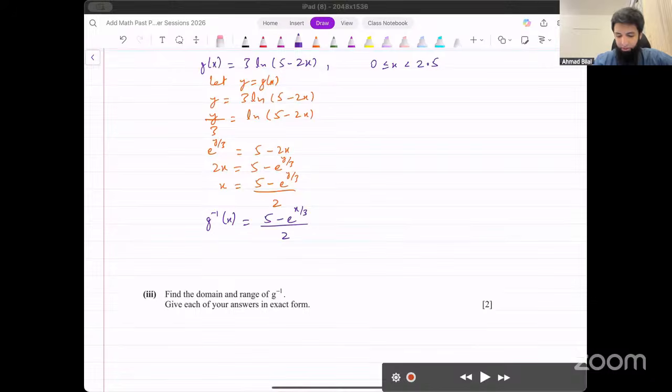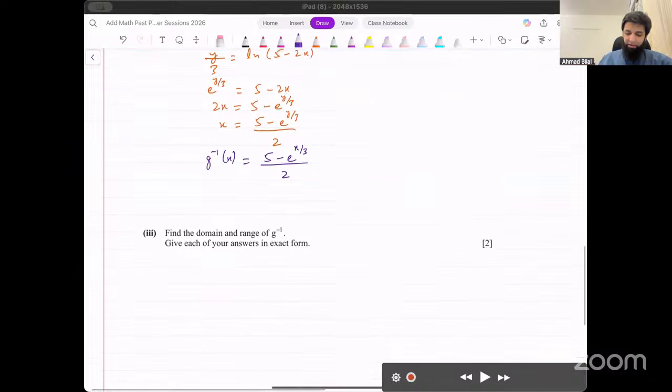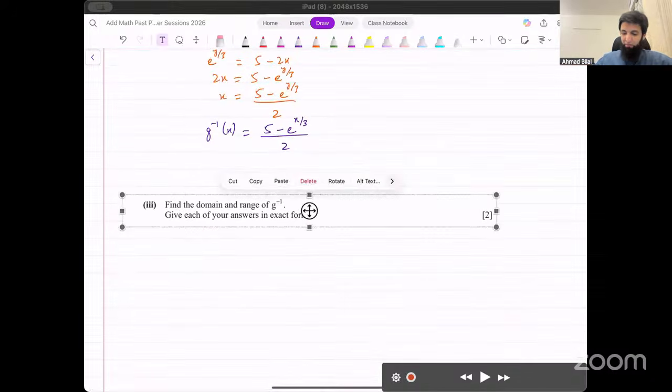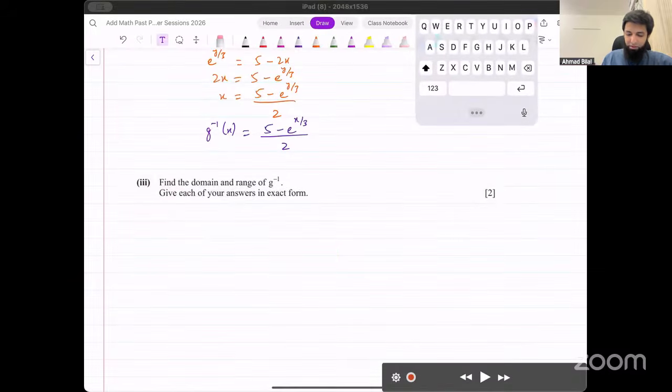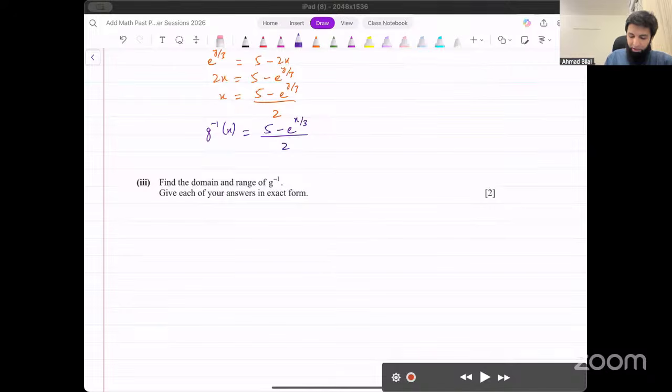Let's move on now. Find the domain and range of g inverse. Give each of your answers in exact form. Now, what about domain and range of the inverse function? Remember, if we have the domain and range of the original function, we can use them to find the domain and range of the inverse function.